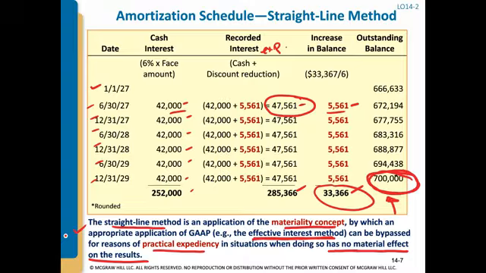So as long as the interest expense amount and the amortization that you're recording every interest pay period is not materially different than what would be recorded using the effective interest method, then a company can go ahead and use the straight line method. And the reality is that the majority of companies end up using this straight line method because it's easier, and they can feel confident that doing so is not going to be materially different than if they were to use the effective interest method.